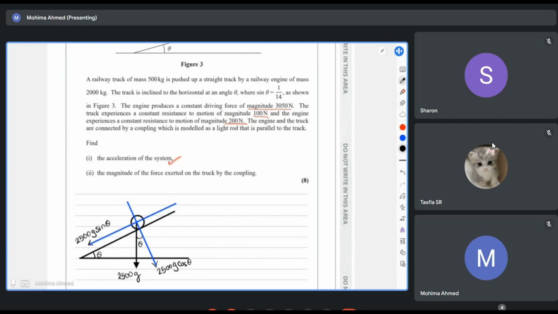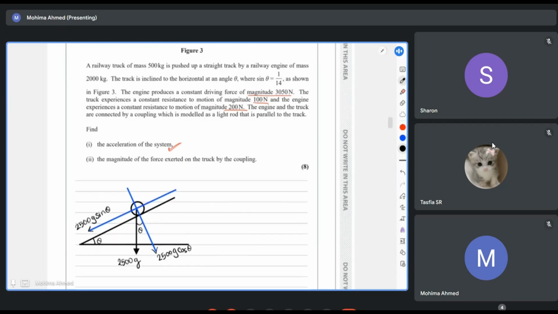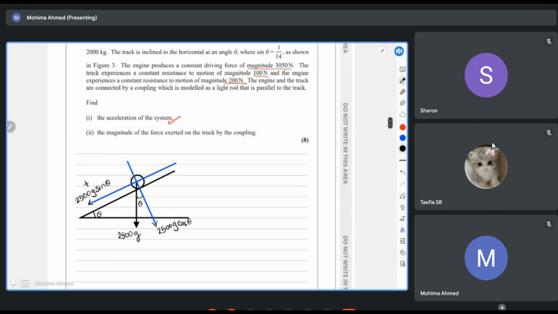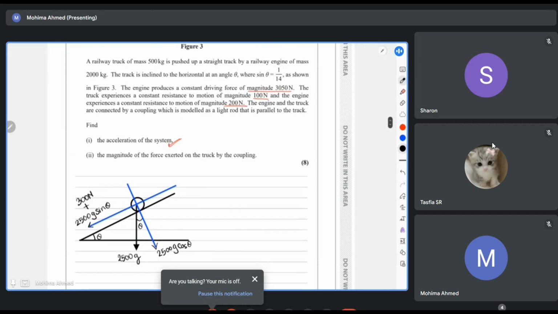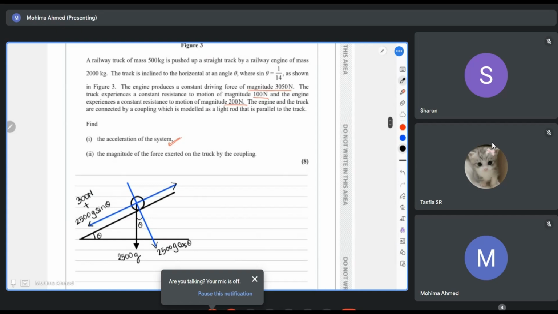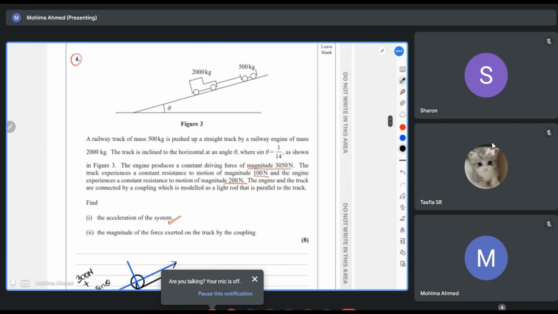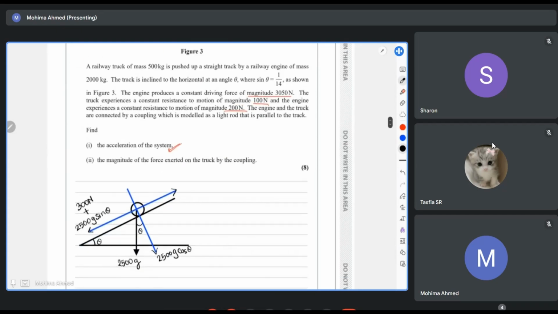but they have expressed the values of resistive forces, right? Maybe resistive forces is a combination of air resistance or friction for this mass. So since you are considering both the truck and the engine as a particle, their total resistive forces would be 300, right? 200 plus 100. So in the backward direction, you're again going to have 300 Newton. In the upward part, you have the engine force, which was 3050.